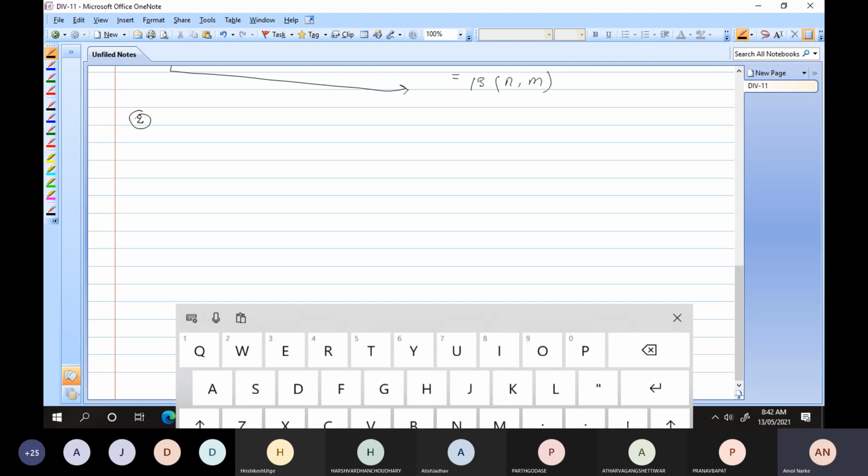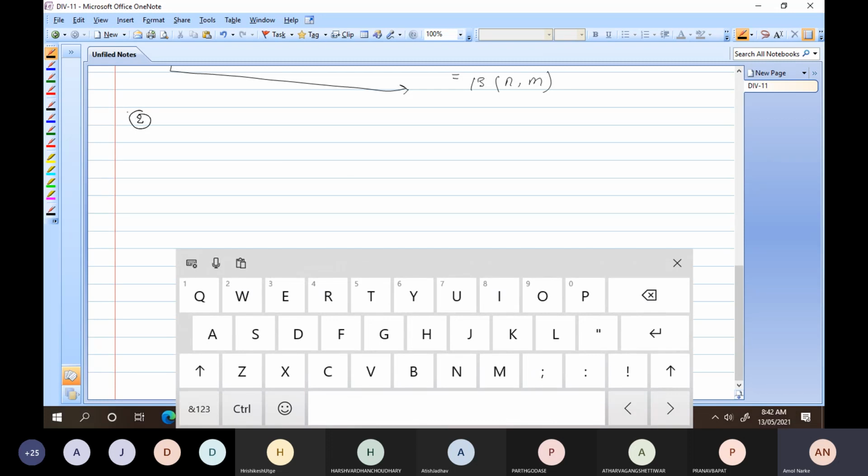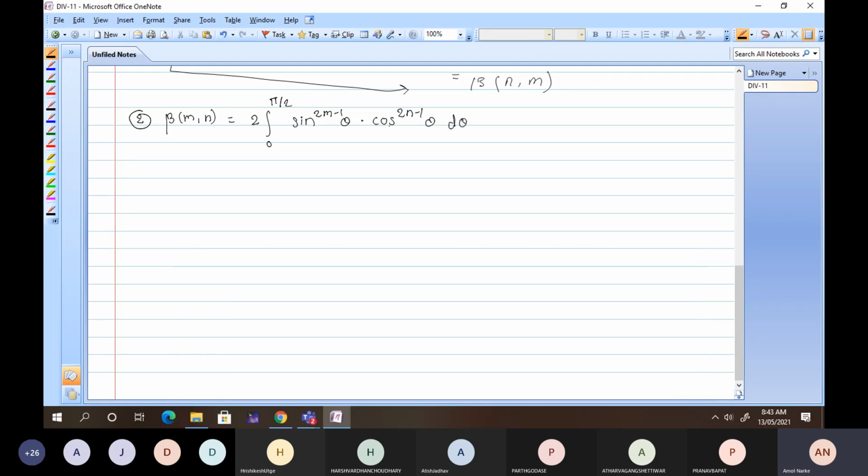What they say in the second property is about beta of m comma n. You can also define this beta of m comma n as 2 times integration 0 to pi divided by 2 of sine raised to 2m minus 1 theta into cos raised to 2n minus 1 theta d theta. This is nothing but the new definition of the beta.